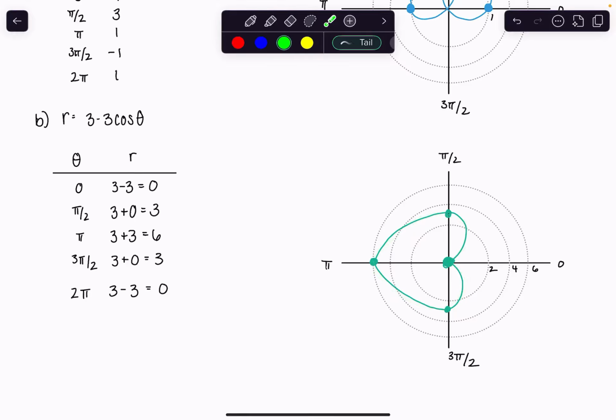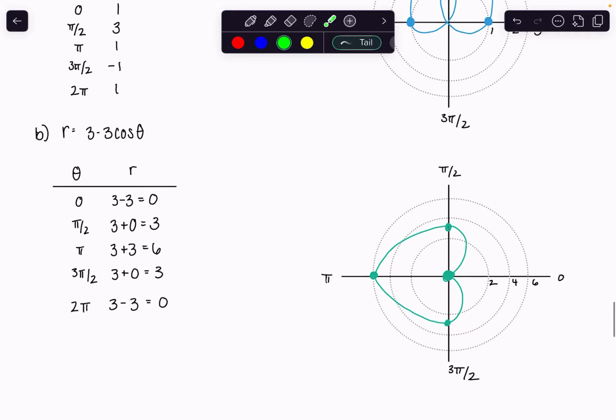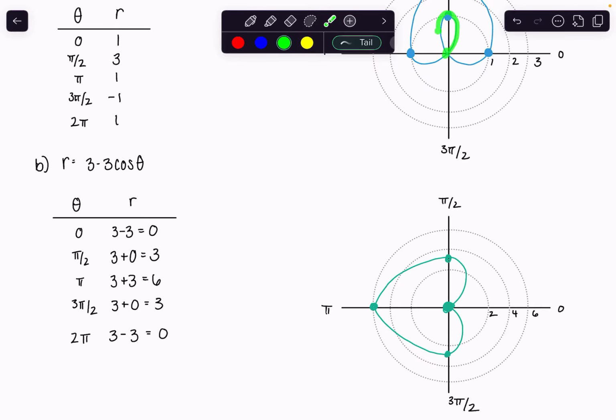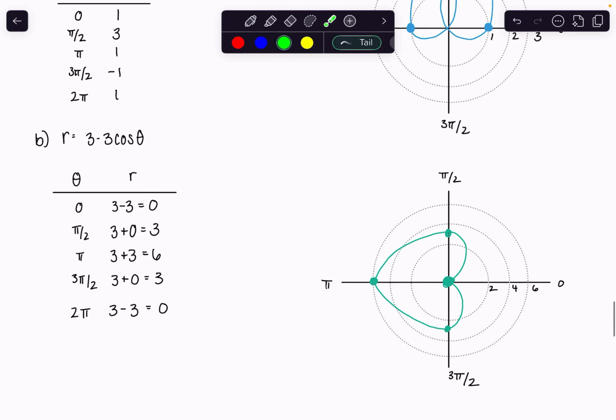So this is the only one that's going to go through the pole as a nice sharp turn. This does go through the pole, but to form that inner loop. When they're exactly the same, you will have just one sharp point, okay? So all of these, you're going to be able to just use the quadrantal angles to find a good picture.